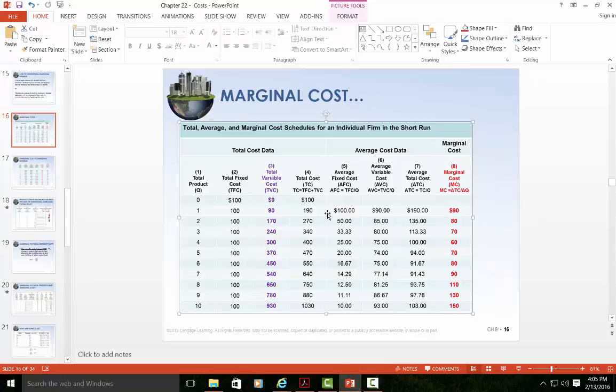The change in this, from 100 to 190 is 90. Divided by 1, you get 90. 190 to 270, the difference is 80. Let's double check. The difference between 340 and 270 is 70. So 70 divided by 1 is 70, and so on.